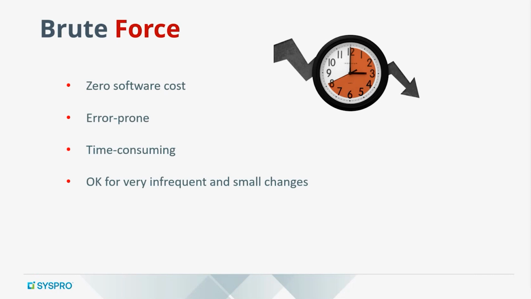Maybe they spend all day entering bill of material and item information into SYSPRO. That's great. There's zero software cost, but you may be hiring that additional person. Maybe you have all of your engineers spending hours of their day doing this, so it's very time consuming. That might be fine for small changes or changes you make once a year, but if you're doing any more, you'll want a better solution.